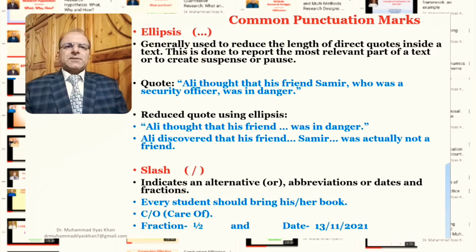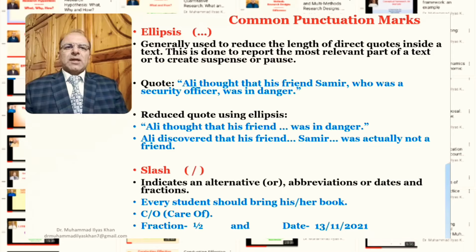The ellipses or these 3 dots that you can see in front of it are generally used to reduce the length of direct quotes inside a text. So sometimes you want to give some part of the direct quotes from text but not the whole text. In that case, we need to use ellipses. This is done to report the most relevant part of a text or to create suspense or pause.